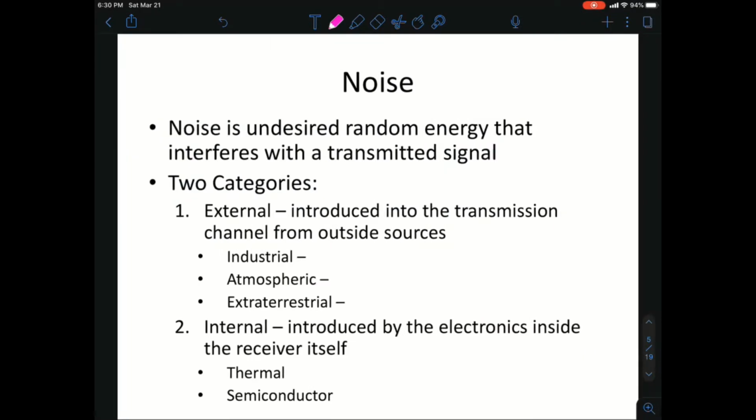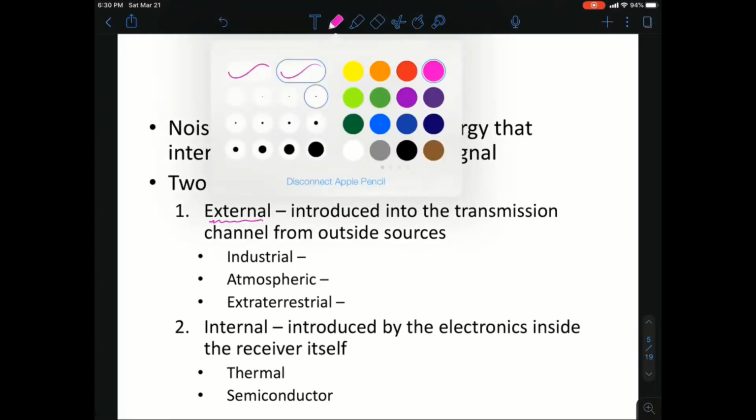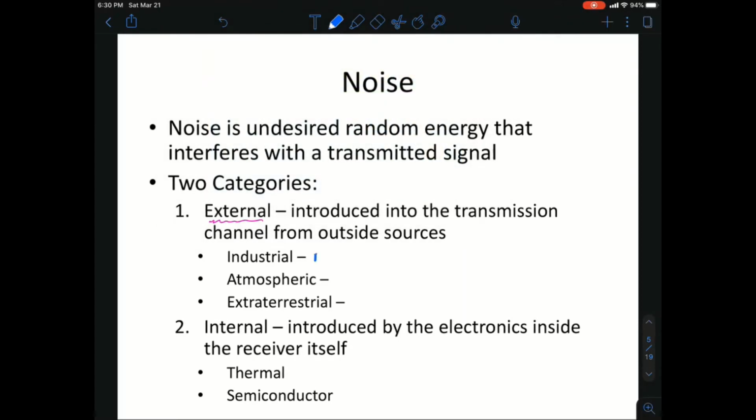So noise, just to give you a little bit more information about it. Noise is random, undesired energy that interferes with your signal. And it can be constructive, destructive, but ultimately it has several sources in different categories. We're going to have external, which is going to have your industrial, which you can think of as man-made sources.